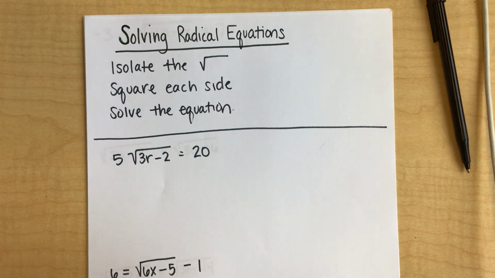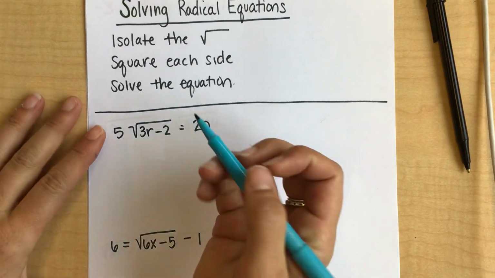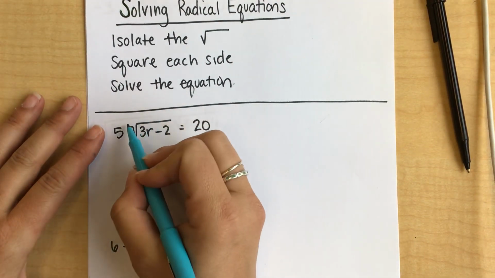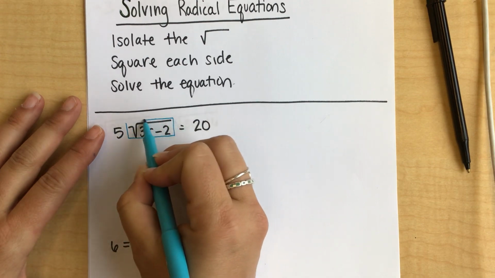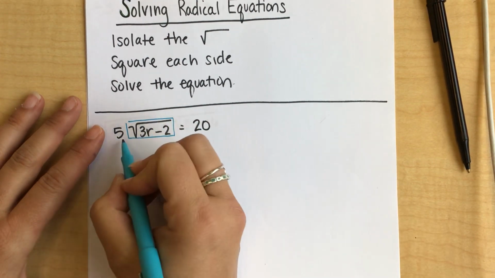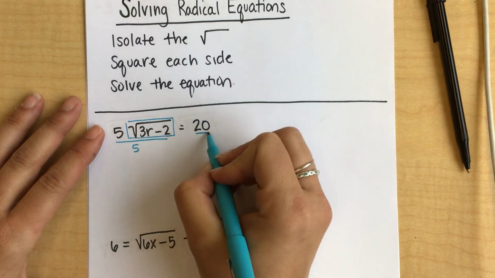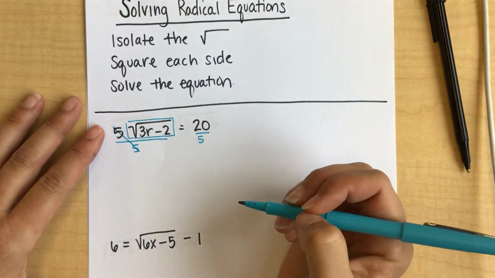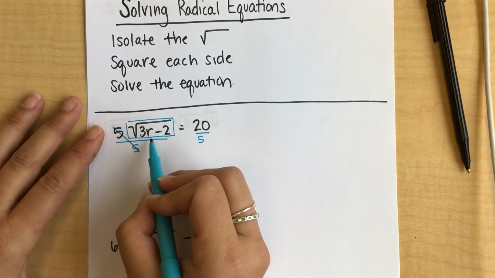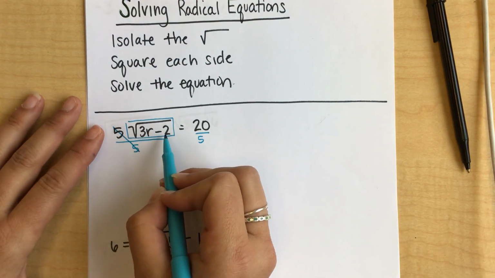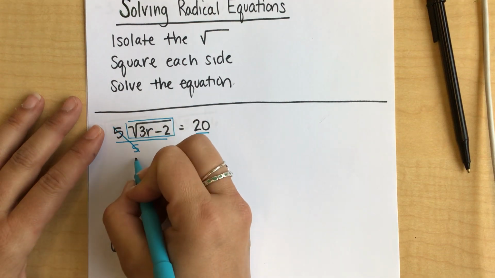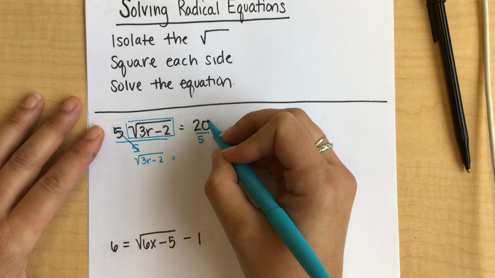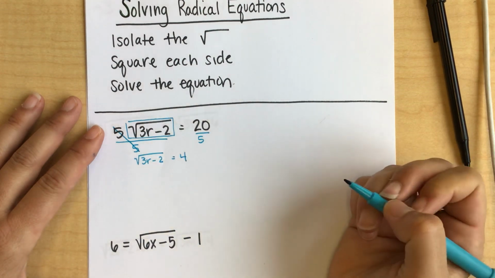All right, so for this first one, I see that this 5 is being multiplied. Again, I'm trying to isolate this radical right here. I want to get it all by itself. So I'm going to divide both sides by 5. When I do that, the only thing that happens is that these two divide. It does not affect anything under the radical. Leave that alone. Don't divide any of that by 5. So then we have the square root of 3r minus 2. 20 divided by 5 equals 4.